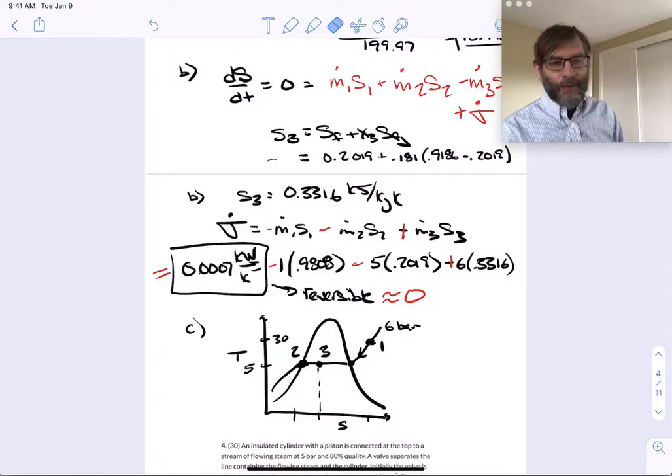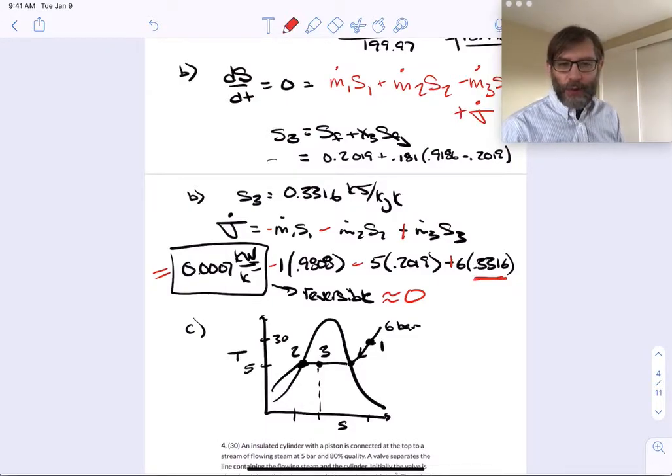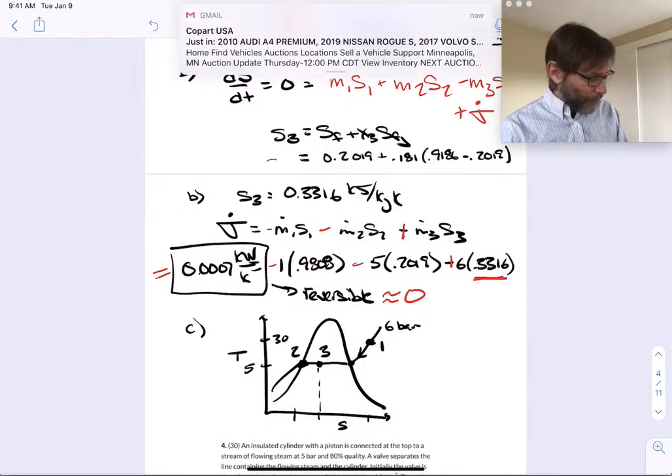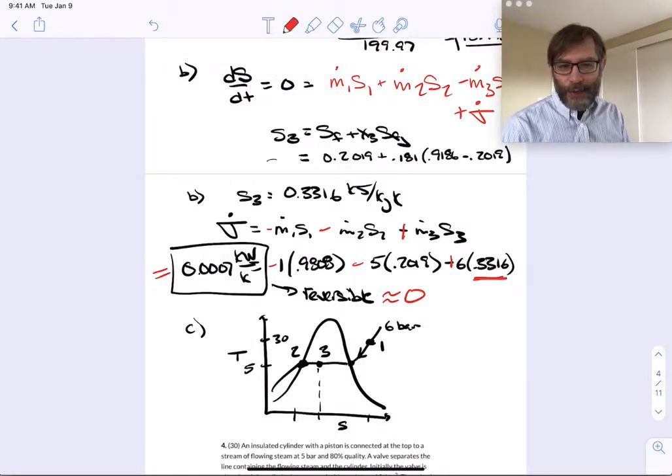Some people got 0.00290050, so I gave credit for any of that stuff. There isn't an exact answer that I was looking for, because it really depended a lot on what you got for this number, right? If you used 3 decimal places or 2, then it made a difference in the answer, right? So you could see it's reversible or not reversible depending on whether enough significant figures were used. If you used enough significant figures, it would even come out to 0.